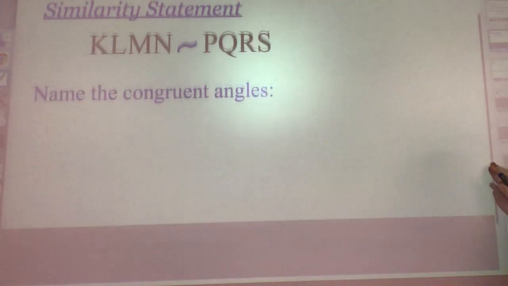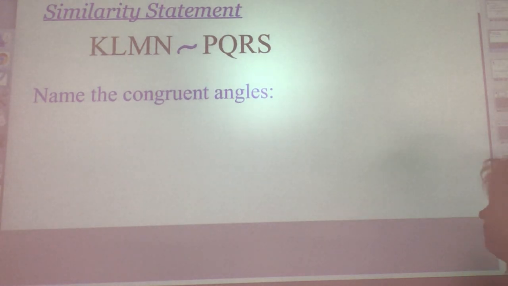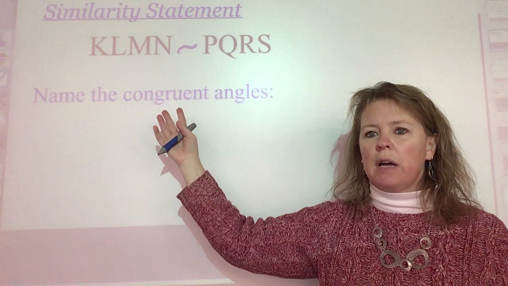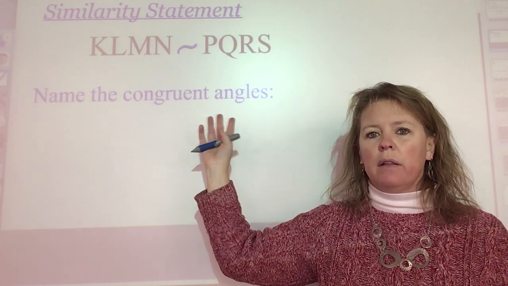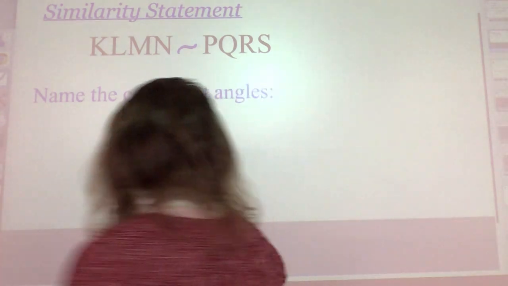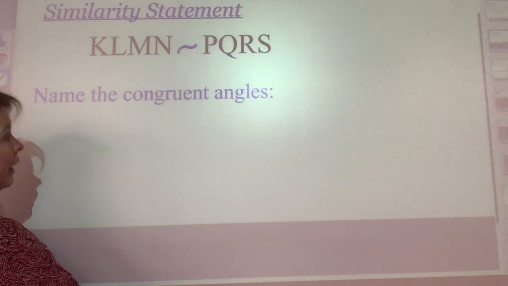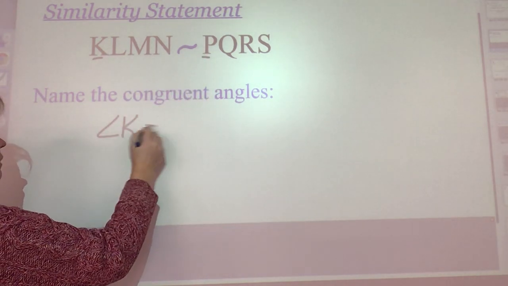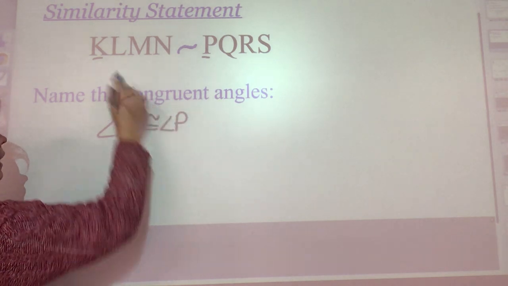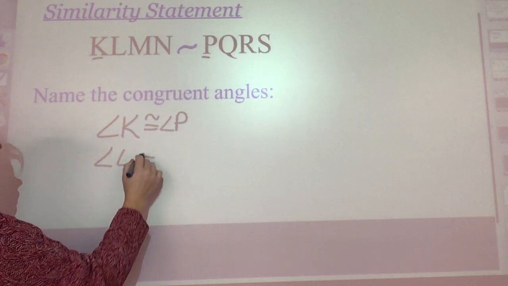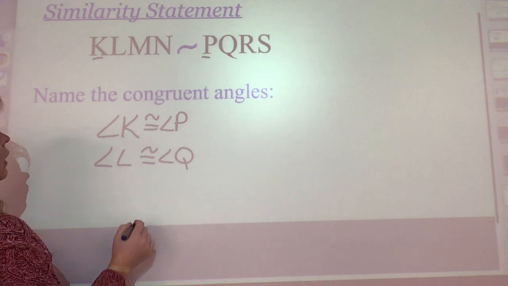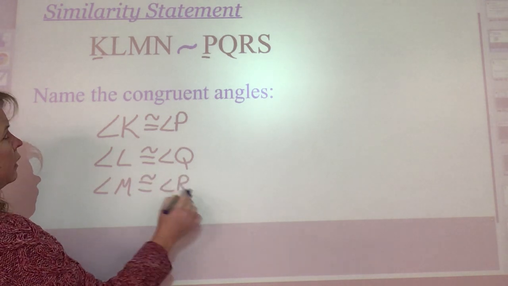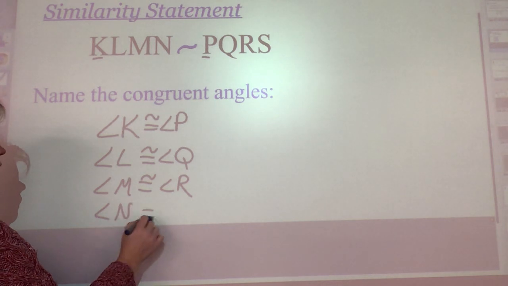So if you're given that similarity statement without a diagram, I don't even need a picture of these two quadrilaterals. I know the angles that are congruent. If I look at the order up here, I have angle K and angle P. So angle K is congruent to angle P. I know that angle L is congruent to angle Q. I also know that angle M is congruent to angle R, and I know that angle N is congruent to angle S.